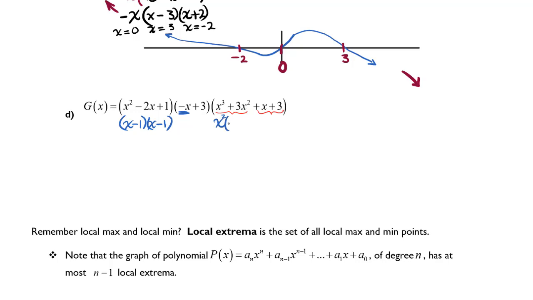With this factor by grouping, we can factor out an x squared, and we'll be left with an x plus 3, and then plus 1 times x plus 3. All right, so our final factors, if we take these out, we'll have an x squared plus 1, an x plus 3, a negative x plus 3, and an x minus 1 quantity squared.